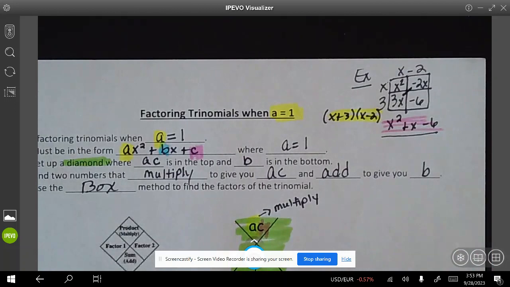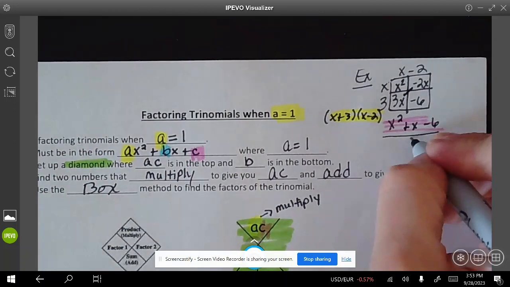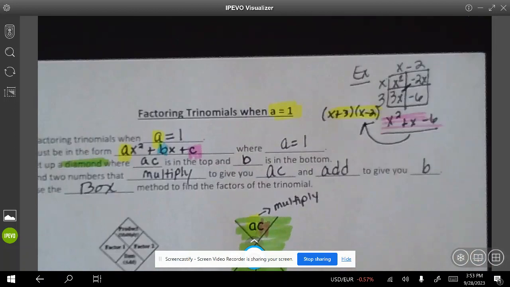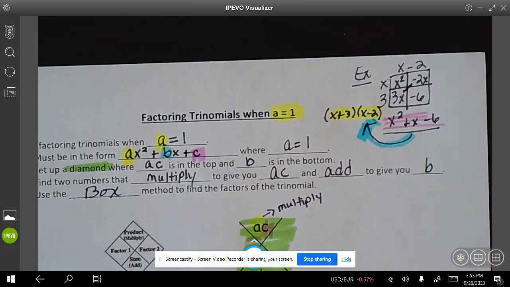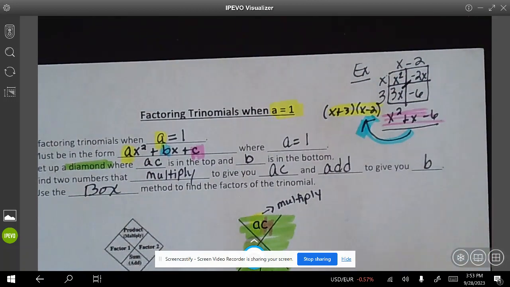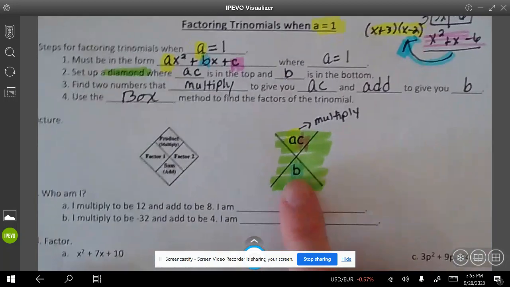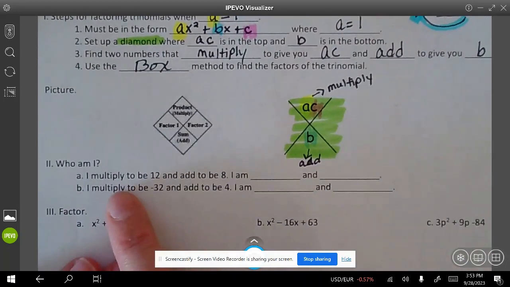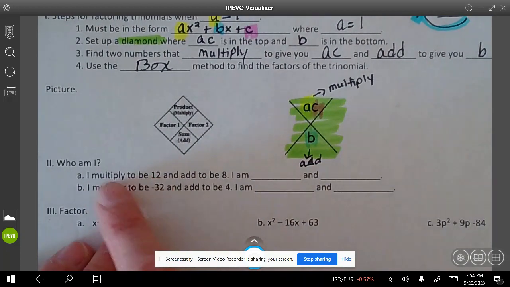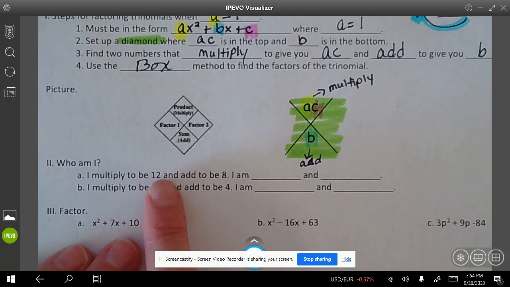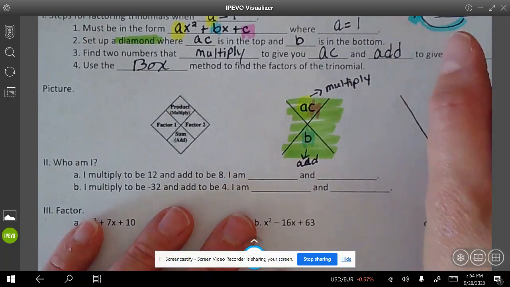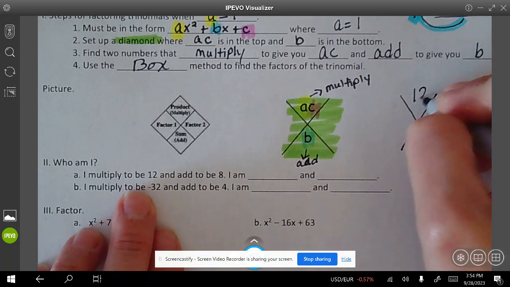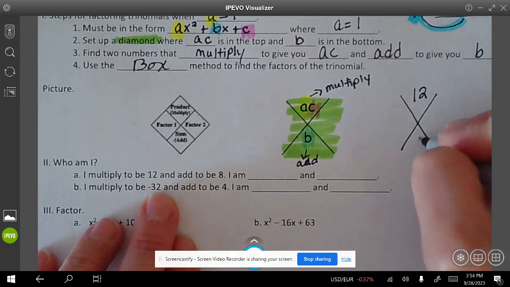What we're looking at doing this week is the reverse of that. They're going to give us this, and we want to come up with this over here, okay? So we're kind of going in reverse as to what we've been doing. Switching it up a little bit. All right. Now, let's go down here and explain what I mean. Let's see if we can come up with this. Who am I? I multiply to be 12 and add to be 8. Remember, I multiply to get the top.